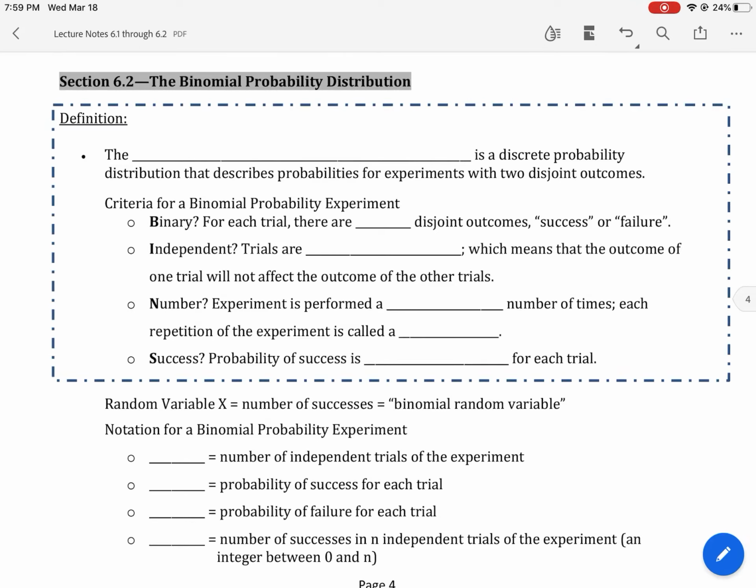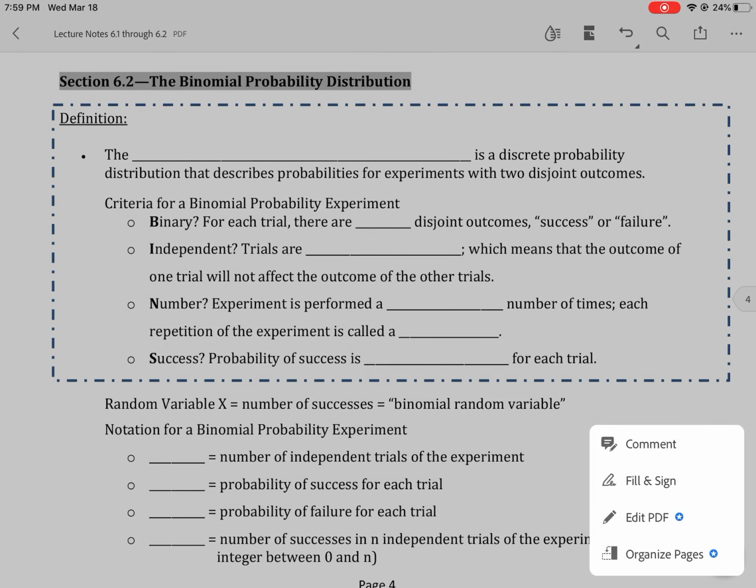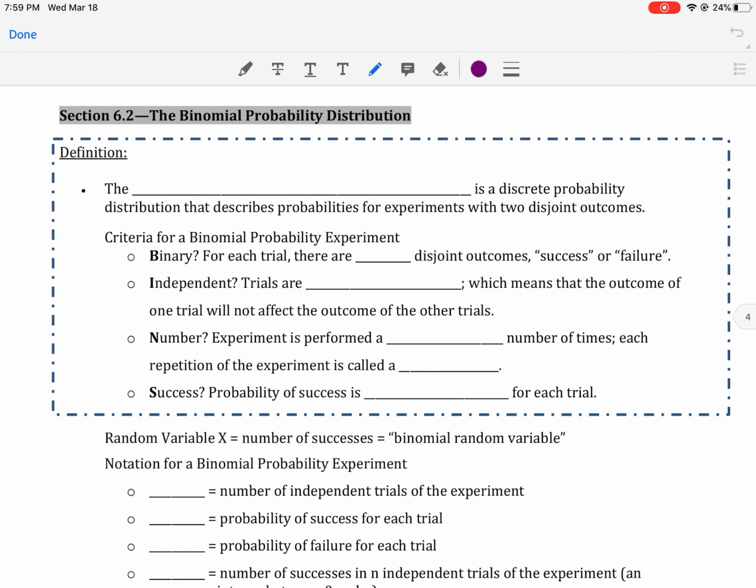Okay, the next part of chapter 6 is the binomial probability distribution. So, if we talk about what a binomial experiment is, we are talking about a discrete probability distribution that describes the probabilities for experiments with two disjoint outcomes. Remember, disjoint is that idea that the two events have no overlap, right? Like if one's happening, the other cannot. Think about numbers are either even or odd. There's nothing that's both of those things.